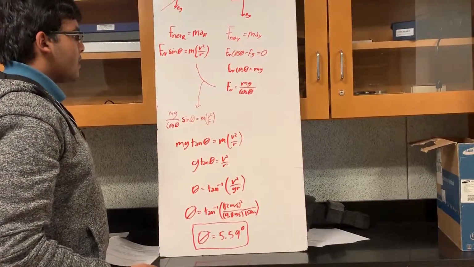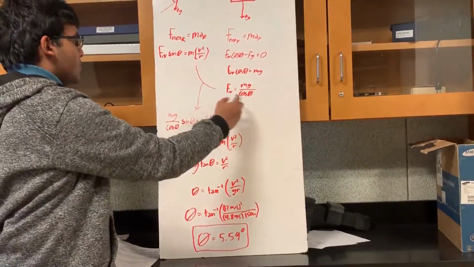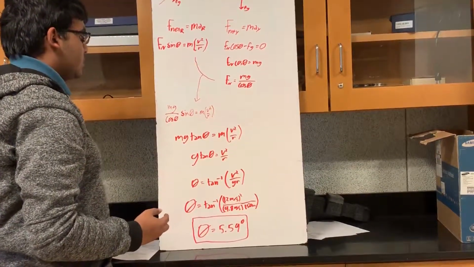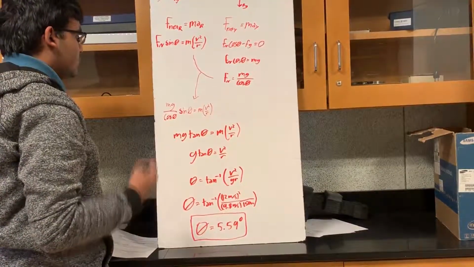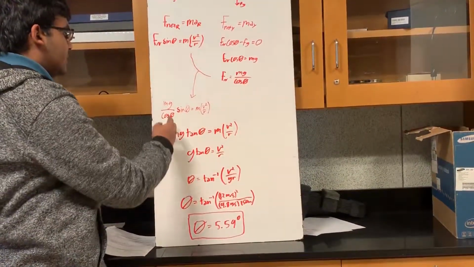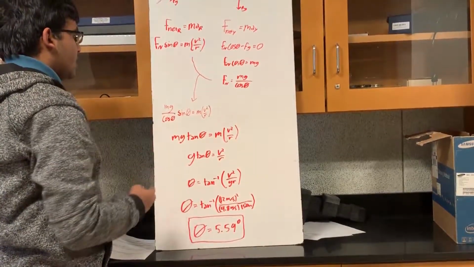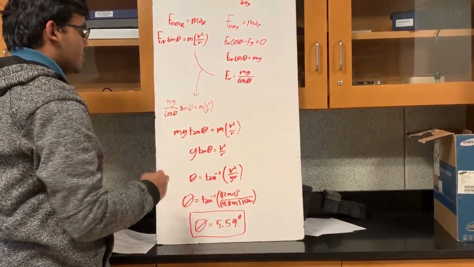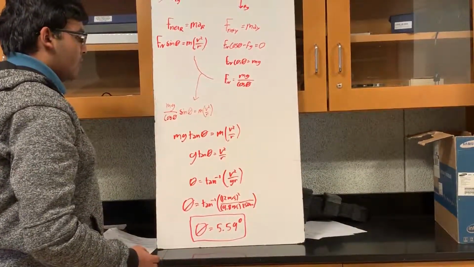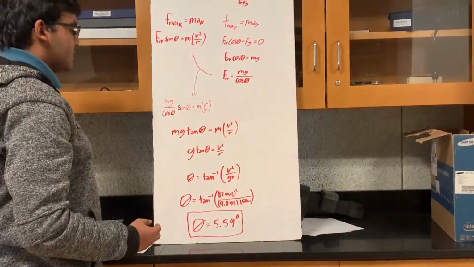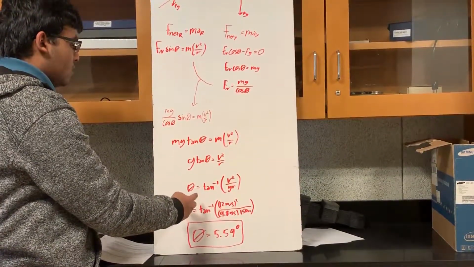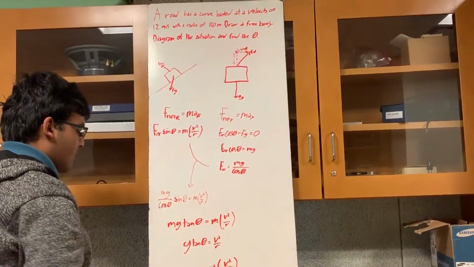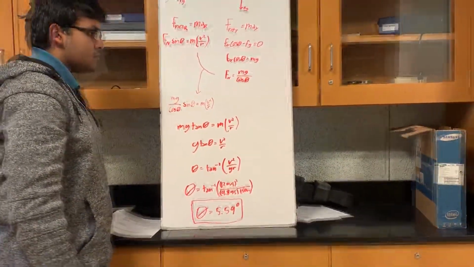But to be more specific, I guess I should say that we substitute mg over cosine of theta into the F of n in there. And then afterwards, we realize two things. The first thing we realize is that sine theta over cosine theta is tangent of theta. And the second thing we realize is that there are two m's on there, so they cancel out. Now, since we want to know what the angle is, it's just algebraically solving to get the angle. And after plugging and chugging the variables at the top, we get that the angle is 5.59 degrees.